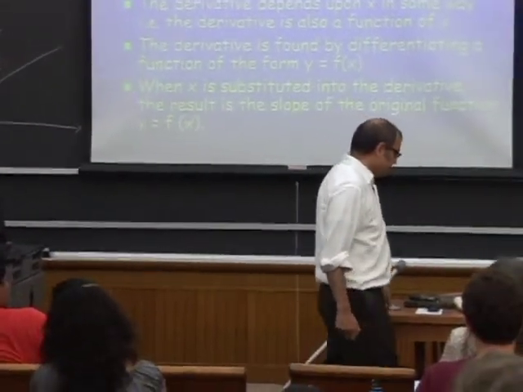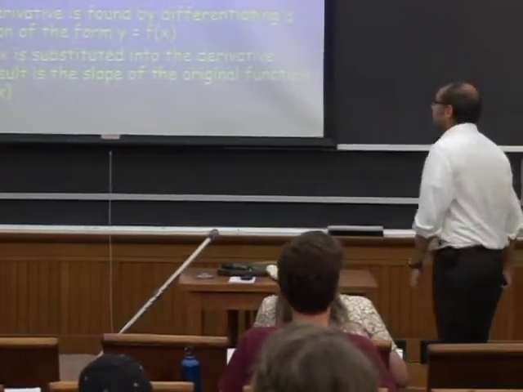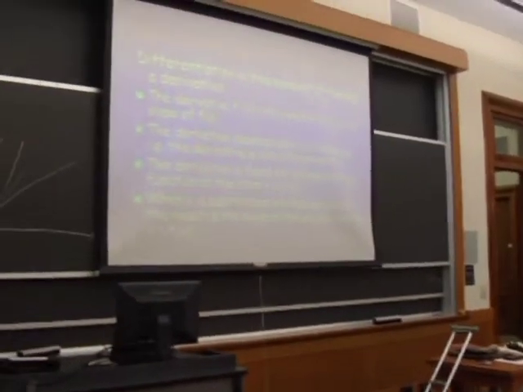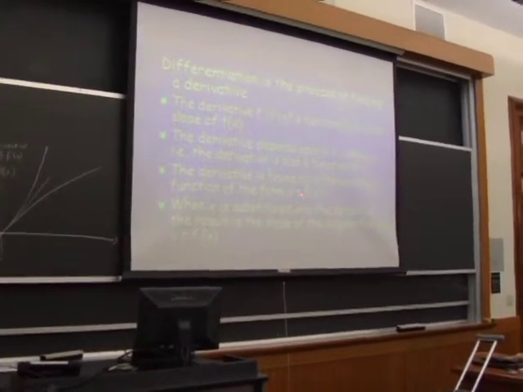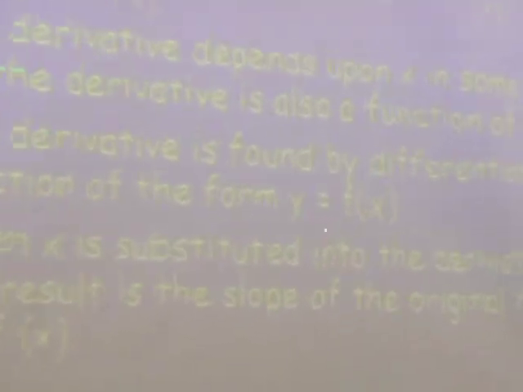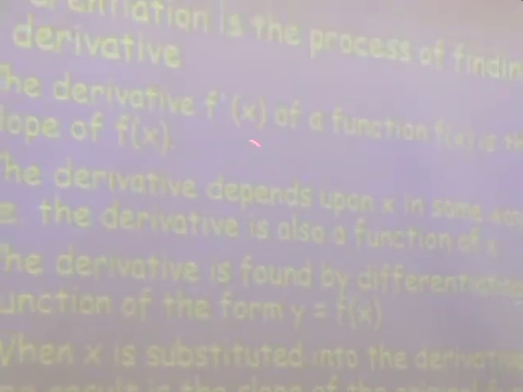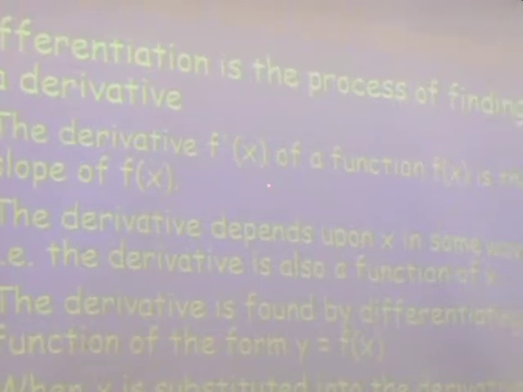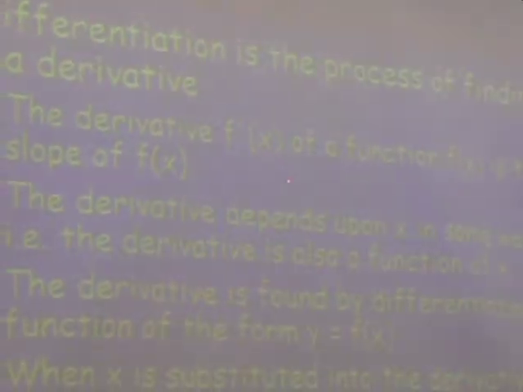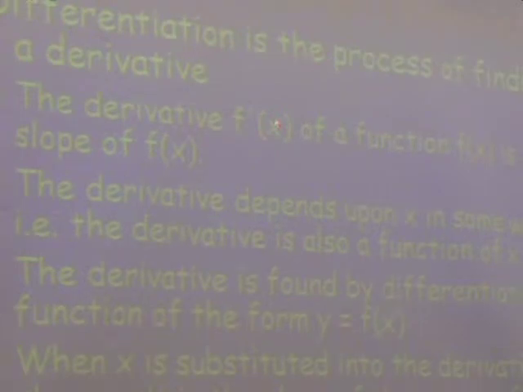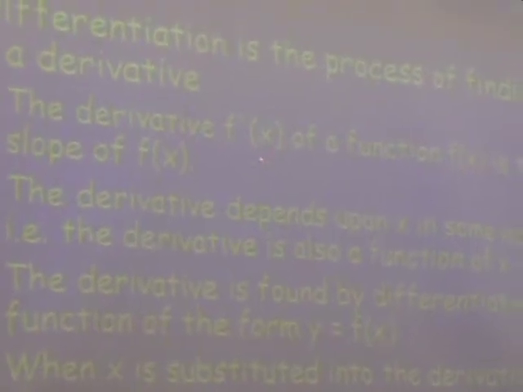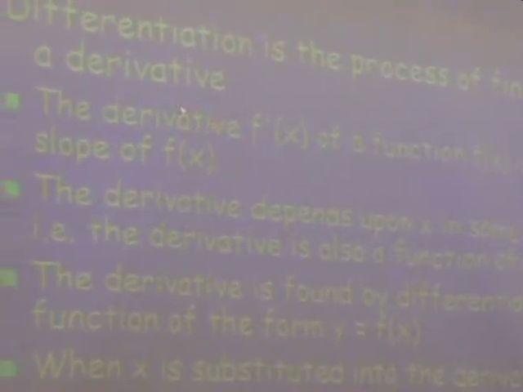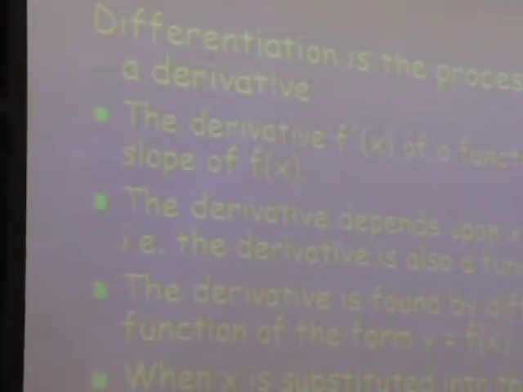If you take a function f of x and you differentiate it, you'll get a different looking function called f prime of x, and that's a new function. If you put the value of x into this new function, then this new function will give you the slope of the original function, not the original function itself.